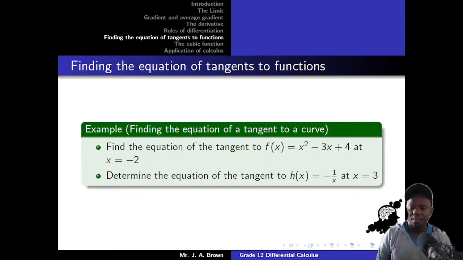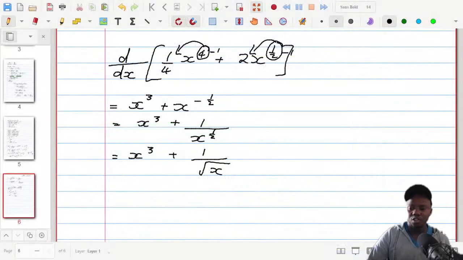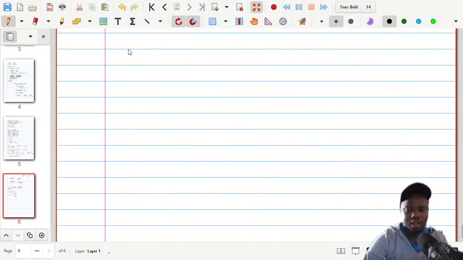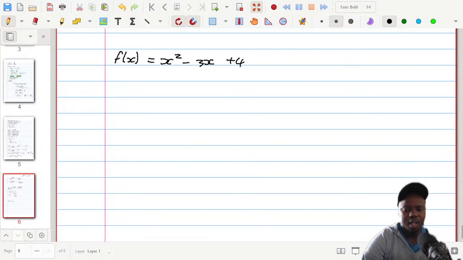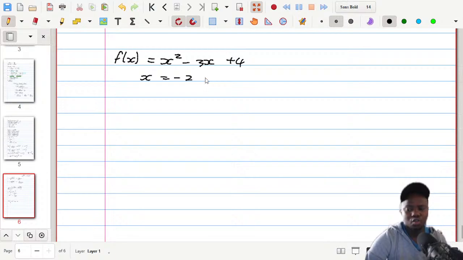So, the first question says we need to find the equation of the tangent to f of x equals x squared minus 3x plus 4 at x equals -2. So, let's go to the writing pad. We are looking at the curve of f of x equals x squared minus 3x plus 4, and we are looking where x is equal to -2. Now notice we don't have a y value. That means we need to take this x value and substitute it back into the original equation to get a y value.